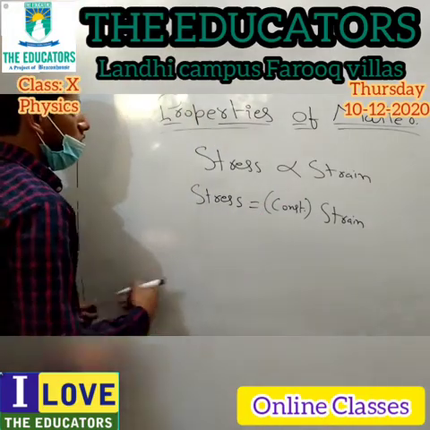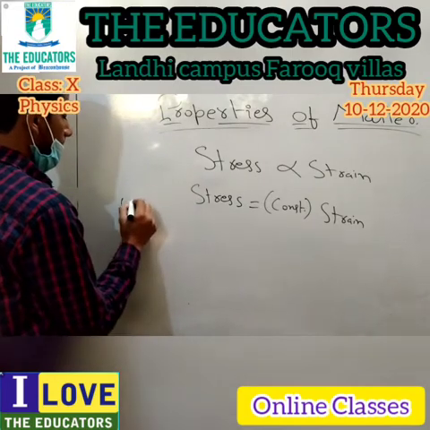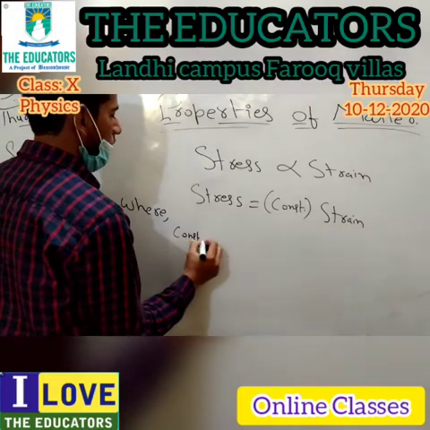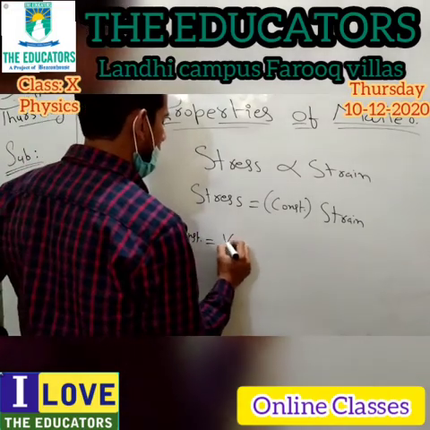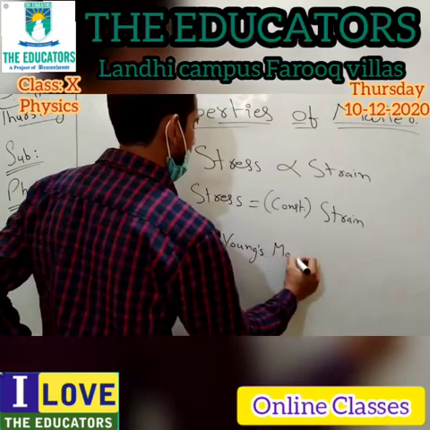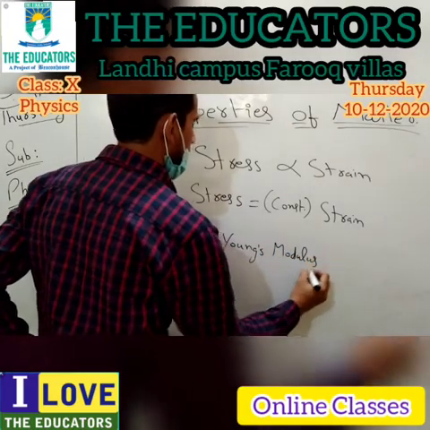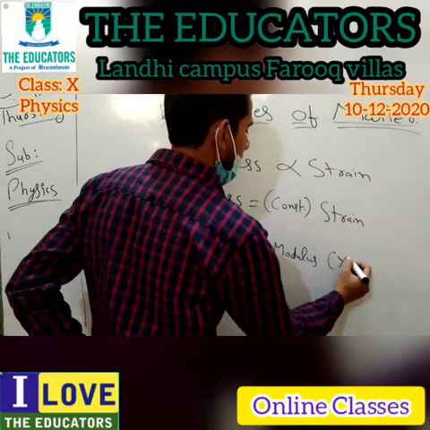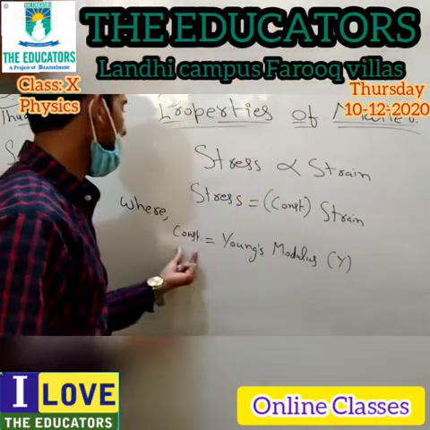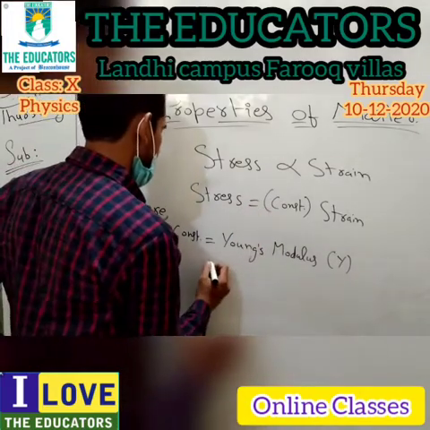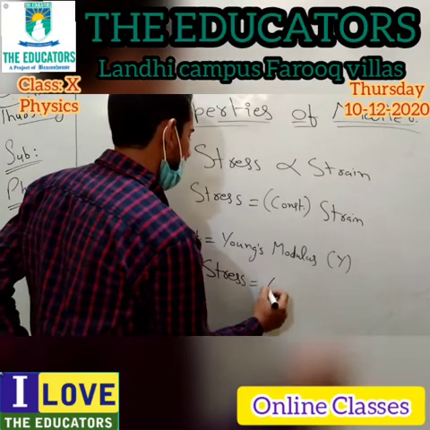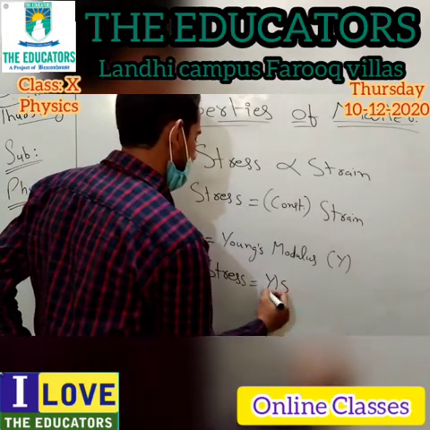Here in this relation, the constant is called Young's modulus, and it is symbolized as capital Y. So if we put Y in place of the constant here, this equation can now be written as stress equals Y times strain.